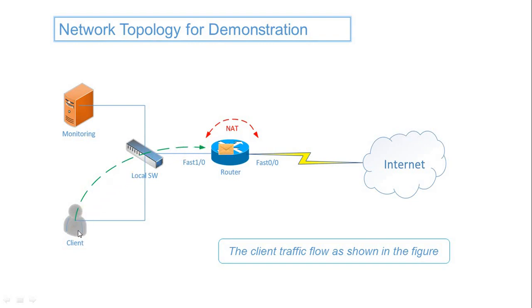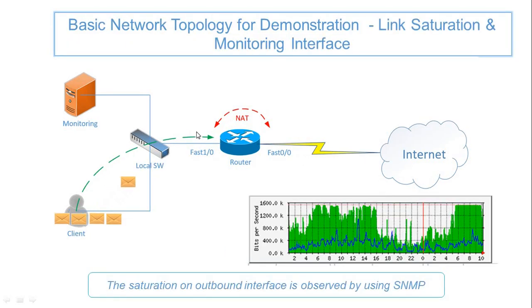Here is a Ubuntu server as a client. It is used for generating traffic. At this part I will use a script for generating various kinds of traffic such as HTTP, HTTPS and DNS. And here is the monitoring PC. Our script will run on this device as well. As I mentioned, I will try to saturate this link and observe the saturation by using SNMP and STG.